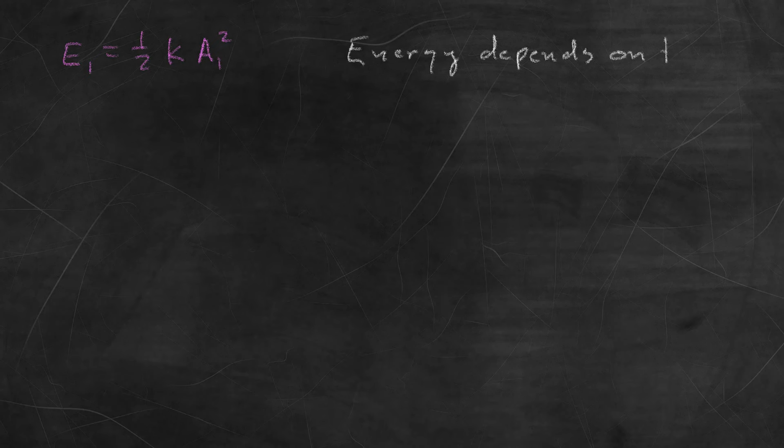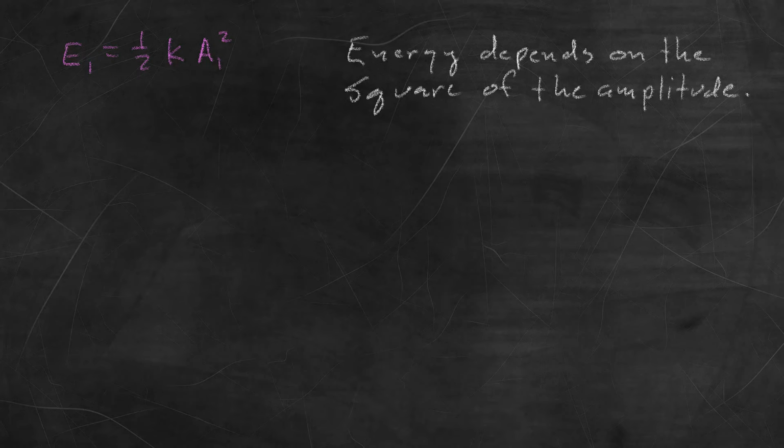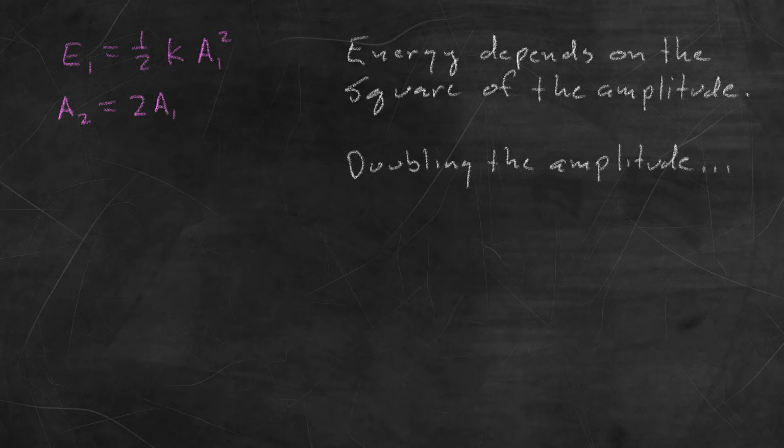Now let's look at how the energy scales with the amplitude. We have E equals 1/2 k A squared. Thus, the energy depends on the square of the amplitude. I've written in subscripts of 1 on the energy and amplitude to represent the first situation. If we double the amplitude, we have A2 equals 2 times A1.